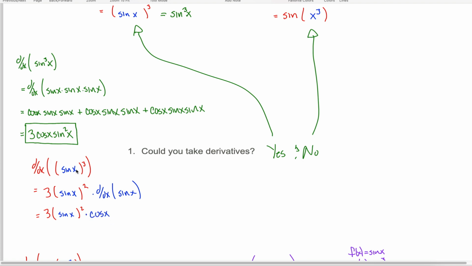So using the chain rule, we figure out that the derivative of sine of x cubed, aka sine cubed x, is 3 times sine of x squared times cosine of x. In other words, 3 sine squared x cosine x. In other words, 3 times the cosine of x times the sine of x squared. That's the chain rule.